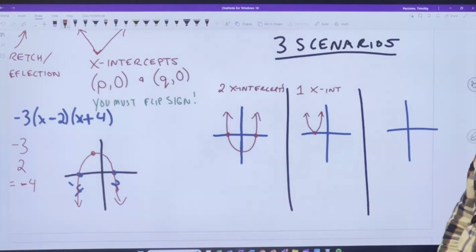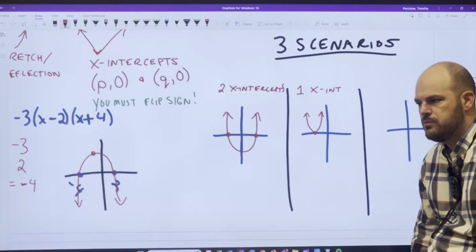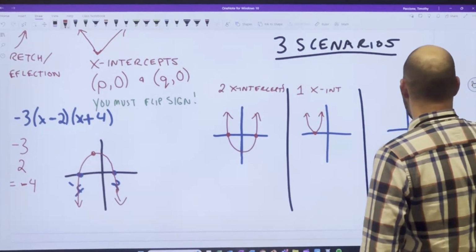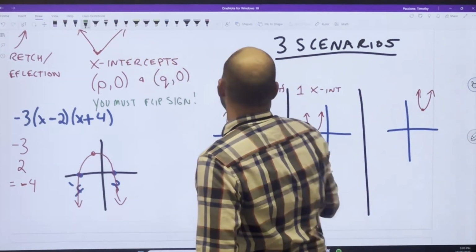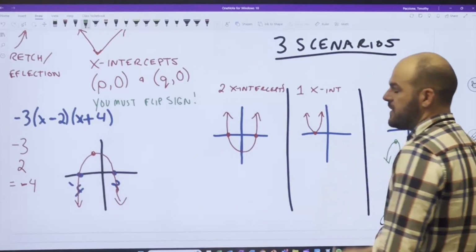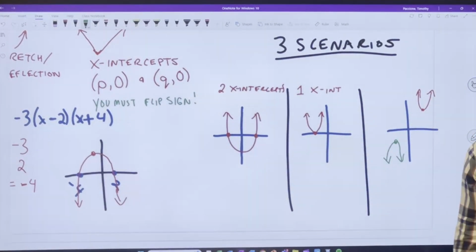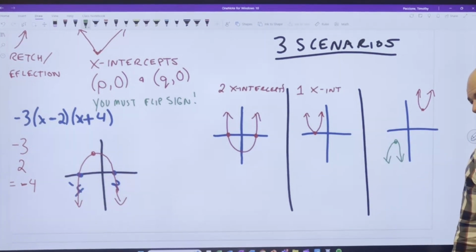And then, I said 3 scenarios. None of them. You could have none. You could have a parabola up here, or you could have a parabola down here. No x-intercepts. We wouldn't be able to do that in intercept form because there would be no x-intercepts. We just would have to use another form.